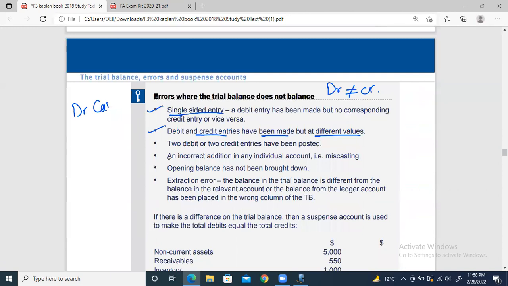Now the third one: two debit or two credit entries have been posted. So let's say we did debit cash and similarly debit sales.